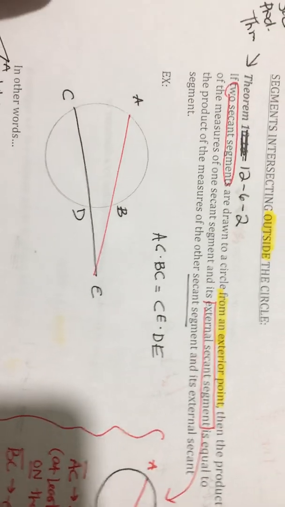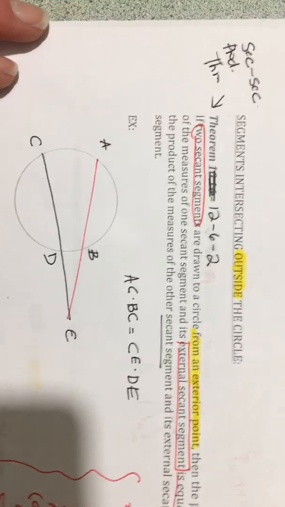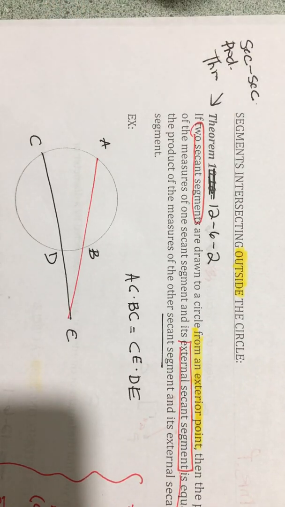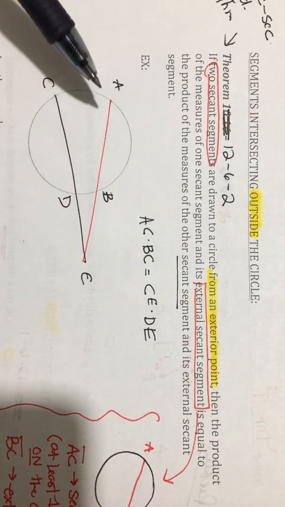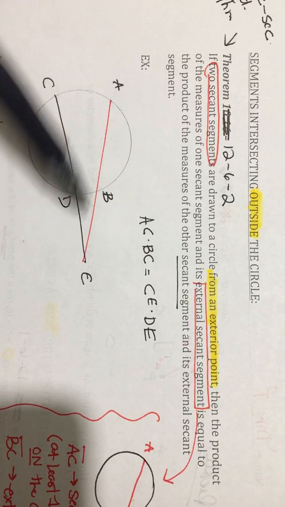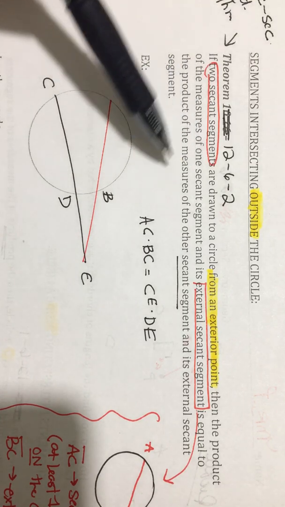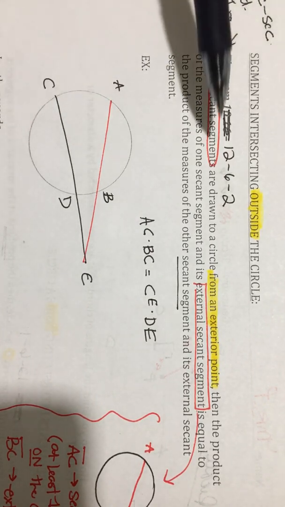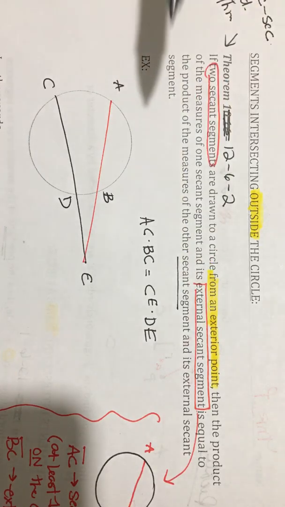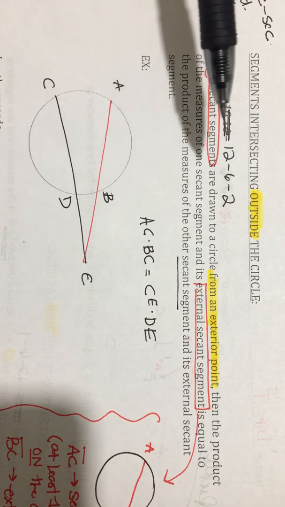Now we go to segments intersecting outside of a circle. All right, similar idea, a little different though. It says if two secants are drawn to a circle from an exterior point. So remember, secants are lines that intersect a circle in two different points. They're drawn to a circle from an exterior point, like this, point E. Then the product of the measures of one secant segment and its external secant segment is equal to the product of the measures of the other secant segment and its external secant segment.